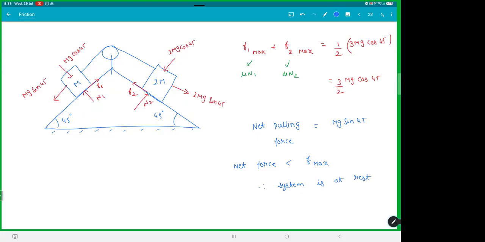Clear with this? So this is one thing. You have to check whether the system is even moving in the first place. So there is no acceleration here. Nothing moves here.